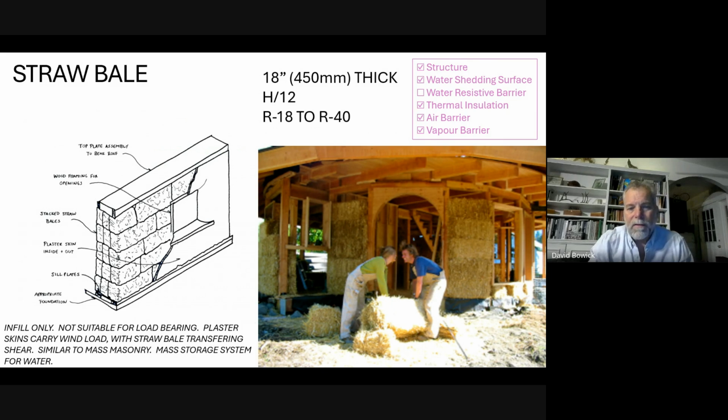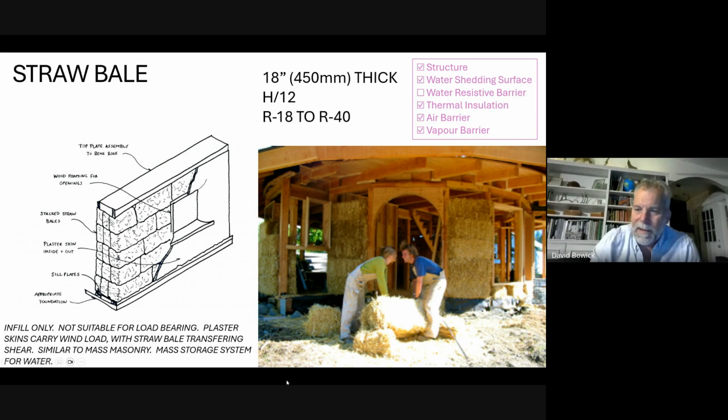Straw bale walls. So straw bale walls, this is another artisanal product. This is a very low carbon, low global warming potential product, but it is an artisanal product. It relies on a great deal of manual labor to construct. The image is my brother and sister-in-law. They've built a number of straw bale homes for themselves.